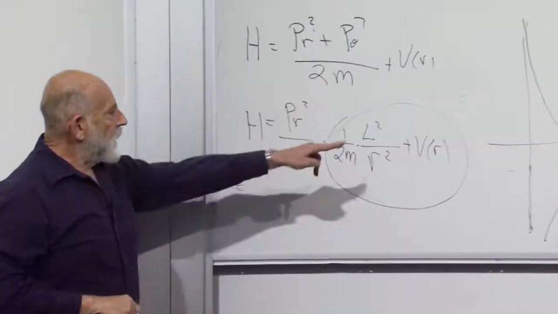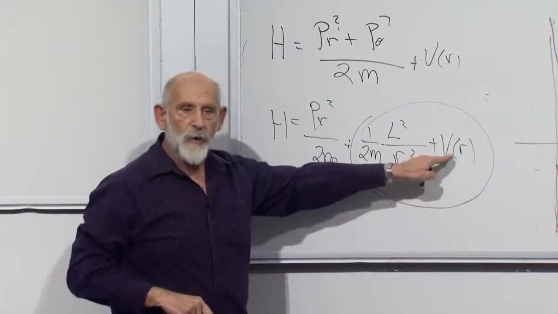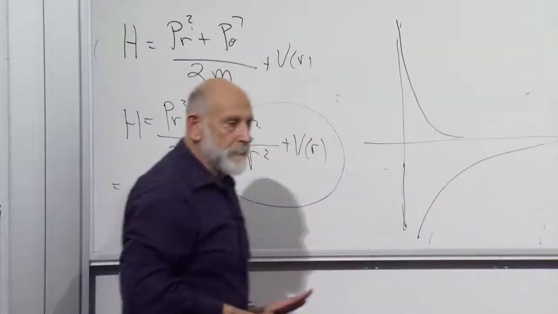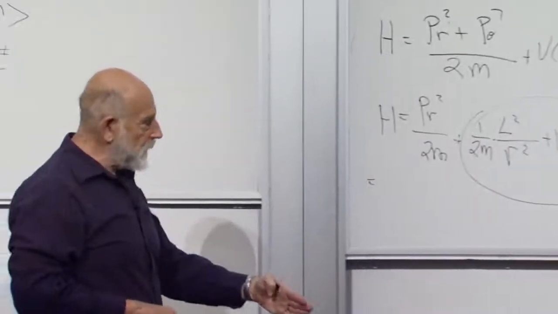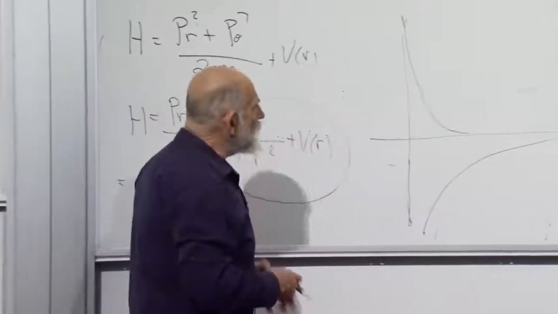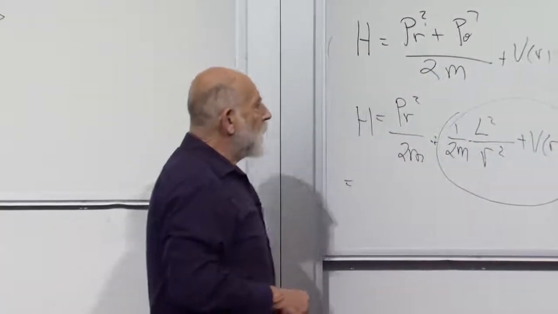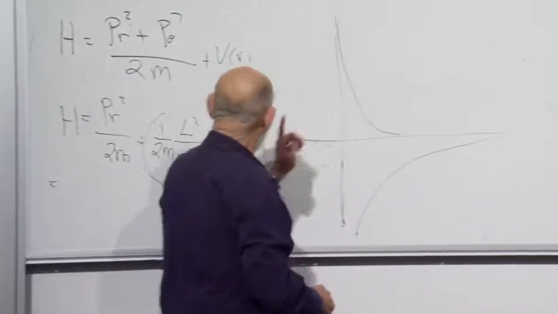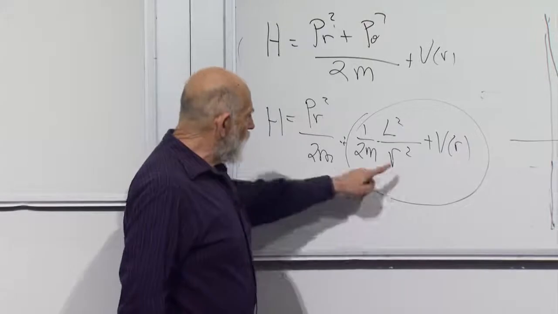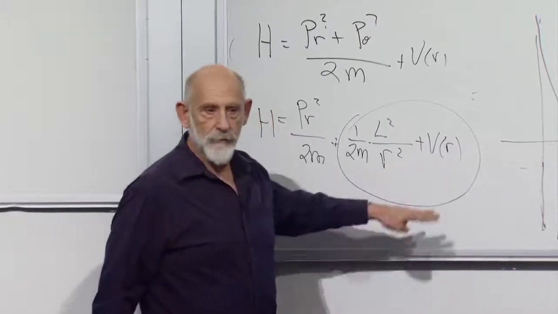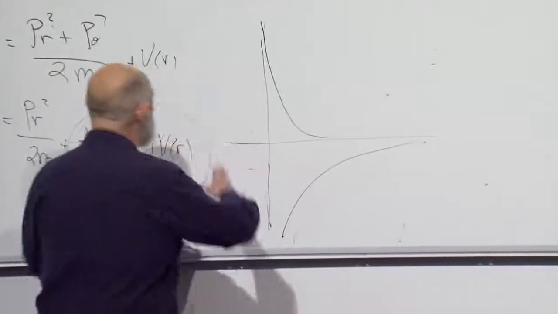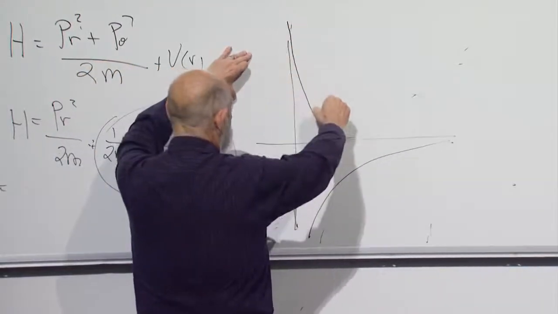In fact, if V of r is the Coulomb potential, it goes like 1 over r. It falls more slowly than the centrifugal barrier. The centrifugal barrier falls very quickly to 0, 1 over r squared, and V of r a little more slowly. What does the combination of them look like? Which is dominant at small r? For small r, which one is bigger, 1 over r squared or 1 over r? 1 over r squared is much bigger. So, very close to the origin, this is the dominant thing.